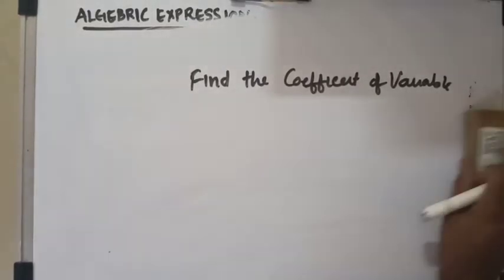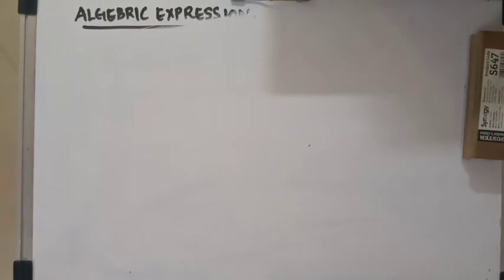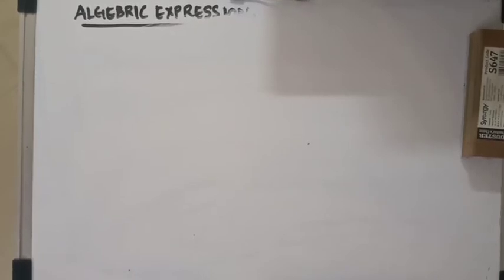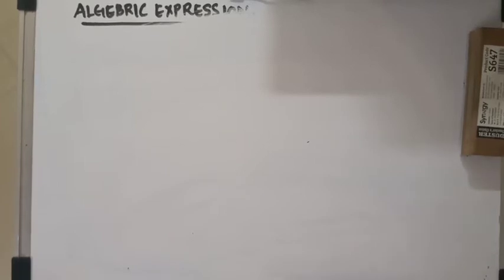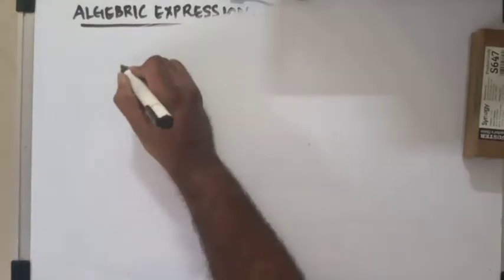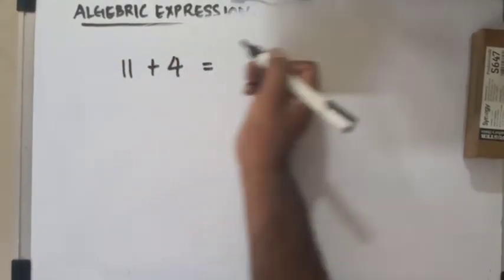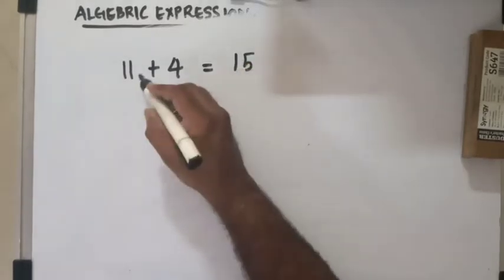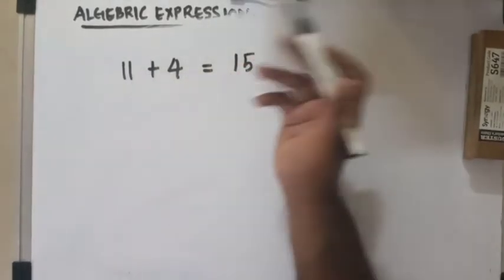Okay, so you learned what is an algebraic expression, what is a coefficient. This is what you have learnt. Now children, we'll be learning how to simplify, how to add, subtract or multiply an algebraic expression. Say you know 11 plus 4. 11 plus 4 is what? 15. This is a numeric expression because it has got only numbers.